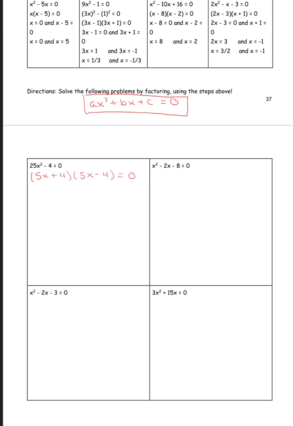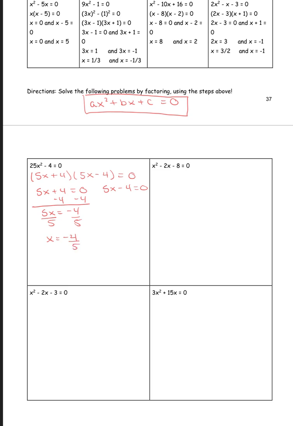We've done this with factoring before. We find our factors. Now with quadratics, we have to take it a step further by setting each factor equal to 0 and solving for x. So we have 5x plus 4 equals 0, and 5x minus 4 equals 0. For the first, we subtract 4 from both sides. We get 5x is equal to negative 4, divided by 5, and we get x is equal to negative 4 over 5.